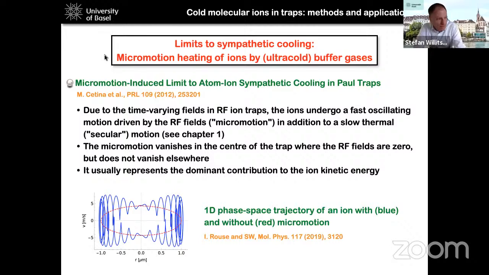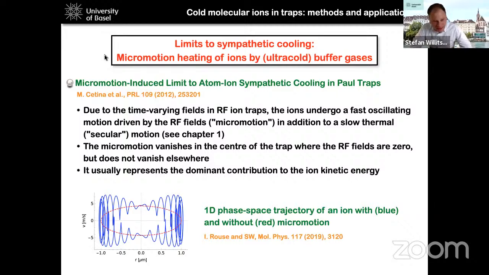And in the beginning of this field, there were great hopes that one could use these ultra-cold buffer gases to really prepare ultra-cold ions, or different species of ultra-cold ions, just by buffer gas cooling. Now it turned out that things are always not that easy. And it turned out that there are some very stringent limits to the sympathetic cooling that one can reach here.